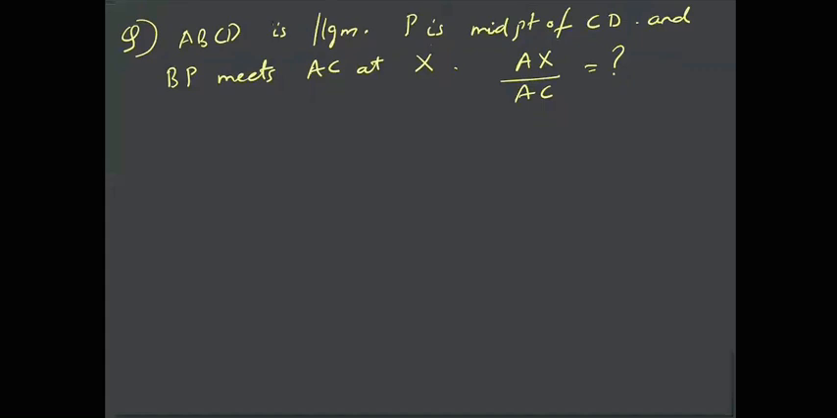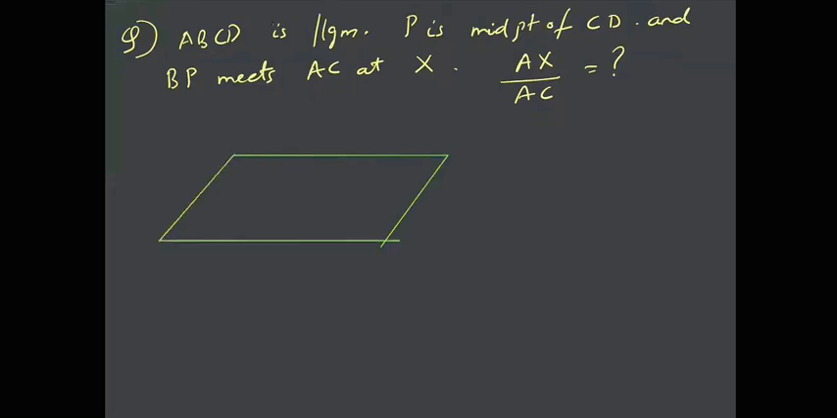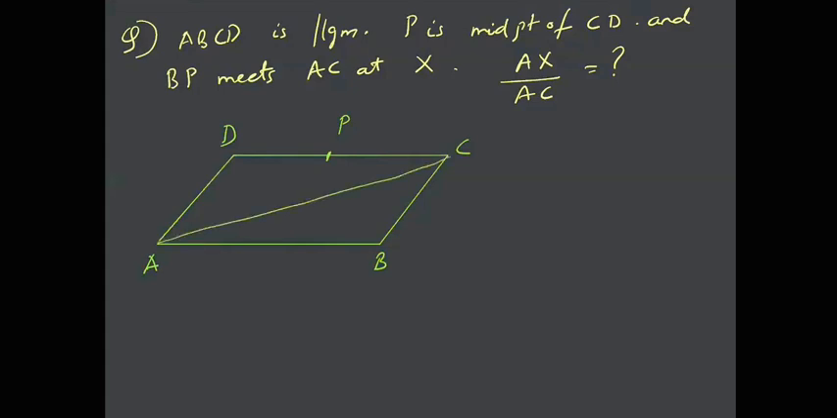Okay, so let us discuss this problem. So there is a parallelogram ABCD, right? P is the midpoint of CD. So let us say this is P, and BP meets AC at X. So let us draw AC, and this is BP. So this point is X. Okay, you need to find AX over AC.